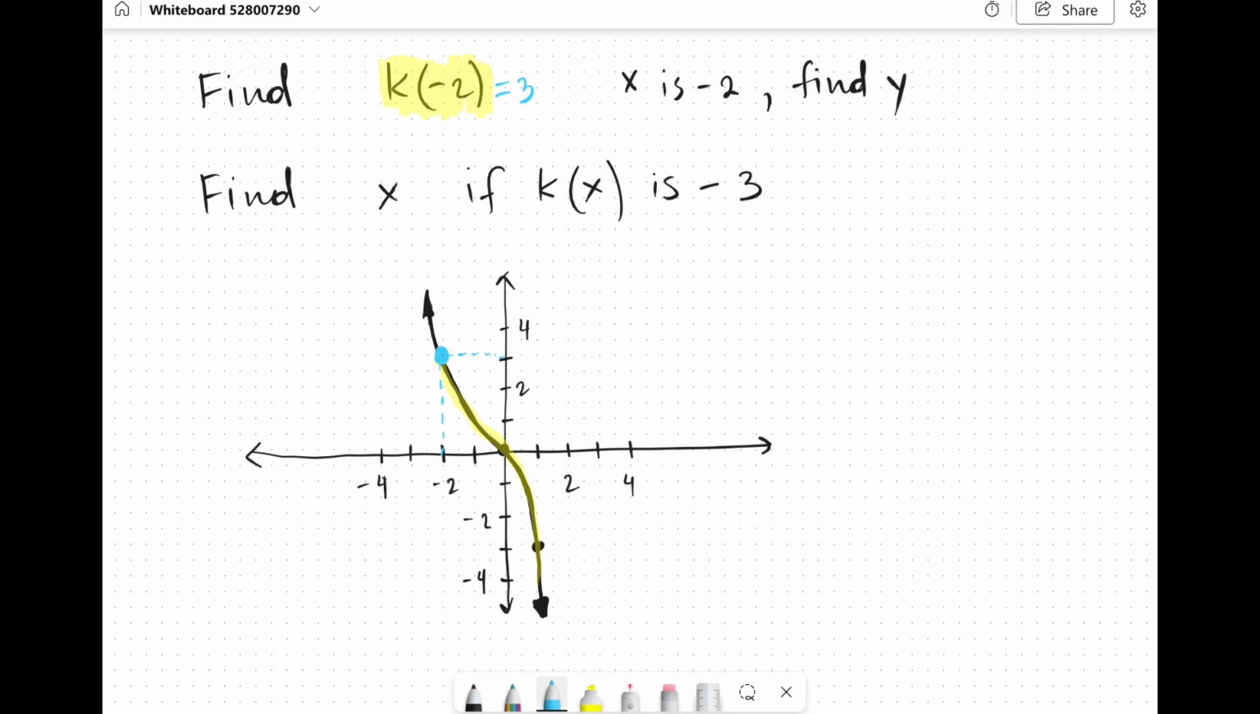The second portion of the question is backwards. It gives you y. K of x equals negative 3, that's the y. You need to find the x. So you need to find the point on the curve where y is negative 3. So y is negative 3, find x. Y is negative 3 right here. That's your negative 3. What is the x of this blue point? It's 1. So x equals 1 if k of x equals negative 3.